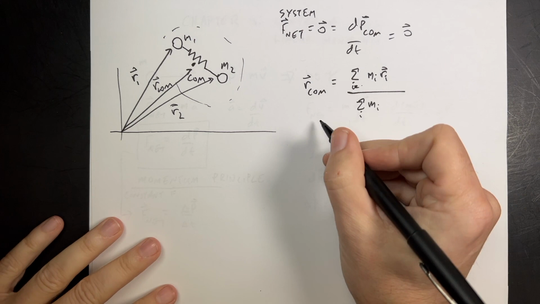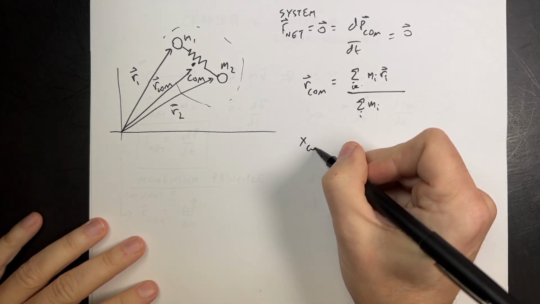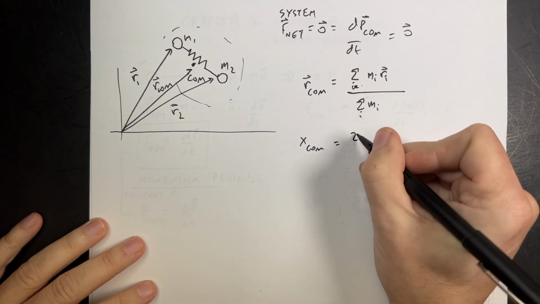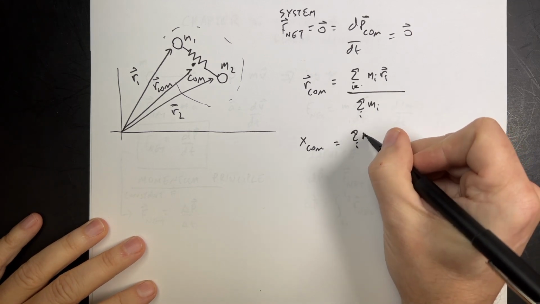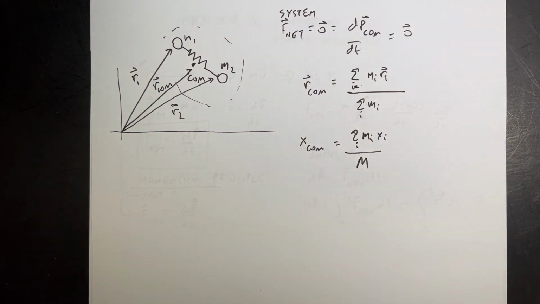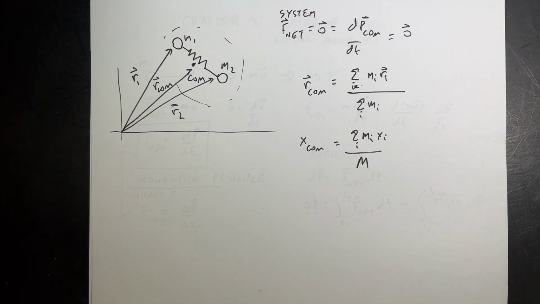Now, if you want to do that just in the x direction, it would look like this. X center of mass, I would just have the x component of this. So I get the sum over i of m_i x_i over the total mass, which they sometimes write as capital M. So you can find that center of mass. Now, this is true for distributed finite pieces in your system. So I could have 2 masses, 3 masses, whatever.